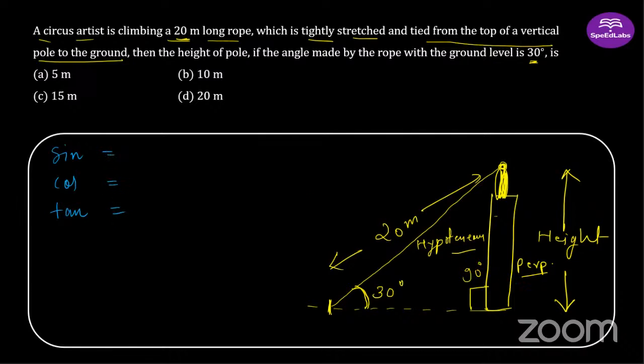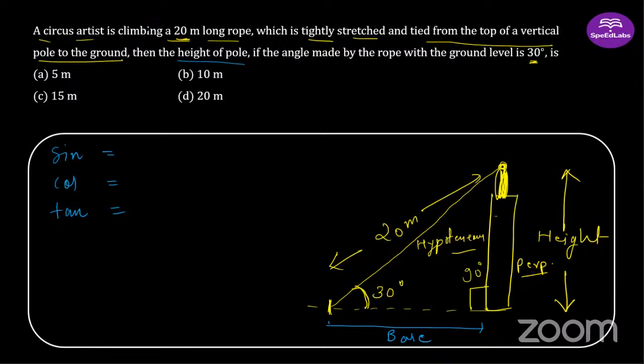Because we see they have clearly asked us in the question that we need to find the height of the pole. If they would have asked us to find the distance between the object and the tower, then we would have taken this base. So you have taken the height of the pole, which is written there, and the other side is the one whose measurement is given, which is 20.